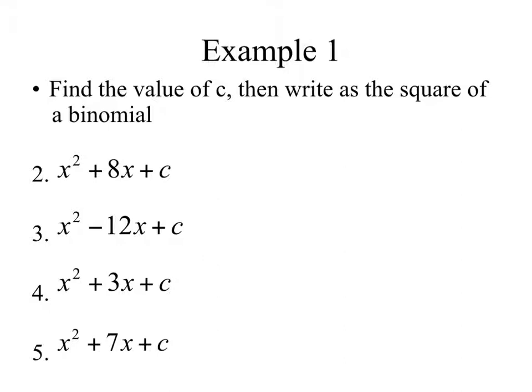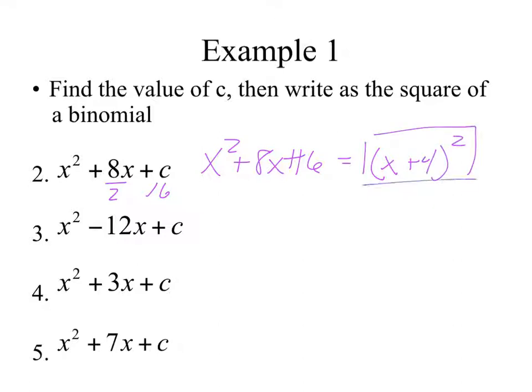I'm actually going to walk through all of them with you, but I'm going to walk through problem number 2 and then give you a few minutes to try the others on your own. So in number 2, I'm going to take b, I'm going to divide it by 2, which would give me 4, and I'm going to square 4, which gives me 16. So that gives me a new trinomial of x squared plus 8x plus 16. I need to break that down to the square of a binomial. The square root of x squared is x, the square root of 16 is 4, and that is the square of my binomial.